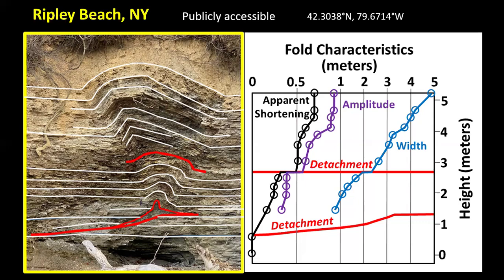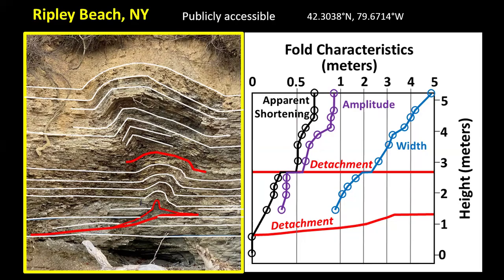Bedding parallel slip may also accommodate vertical changes in displacement, fold height, width, and style. The sense of vergence alternates, and this structure may help illuminate the formation of stacked thrust faults with opposing vergences we'll see in other localities. We encourage others to study this excellent and likely historic outcrop on a public beach.